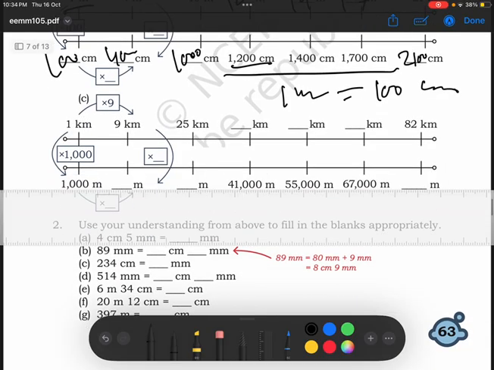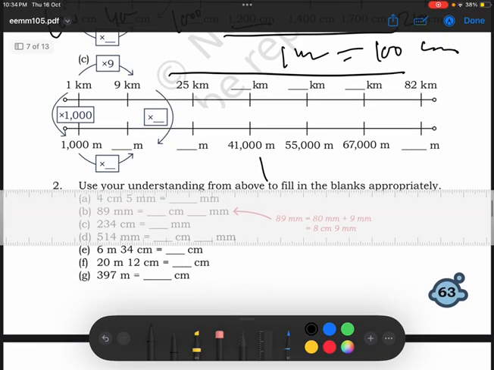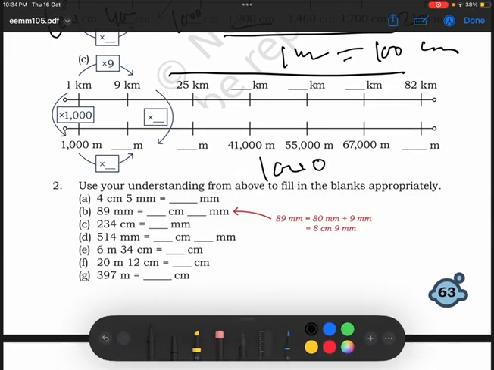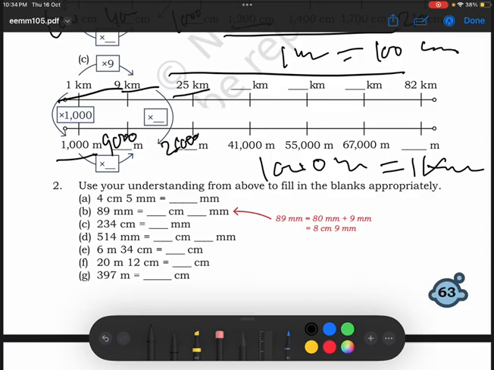In the next, upper line is in kilometer, lower line is in meter, and you know the relation. 1000 meter is equal to 1 kilometer. Okay, so 1 kilometer 1000, 9 kilometer 9000, 25 kilometer will be 25,000. Here meter is given, we have to change into kilometer, so 41 kilometer. 55,000 will be 55 kilometer, 67,000 will be 67 kilometer, 82 kilometer will be 82,000 meters.